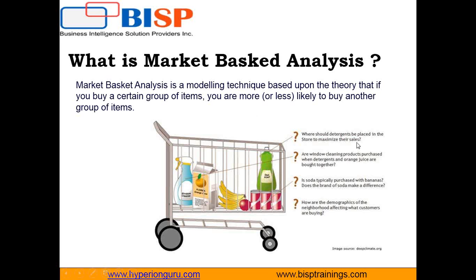From here, let's try to understand where detergent should be placed in the store to maximize its sales. If a shopkeeper or a store would like to increase the sale of the detergent, under which section would they like to place this particular item? Similarly, we have a window cleansing product purchased when detergent and orange juice are bought together. So it's a combination. And how do the demographics of the neighborhood affect what customers are buying?